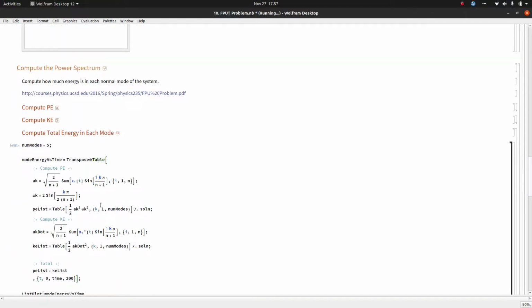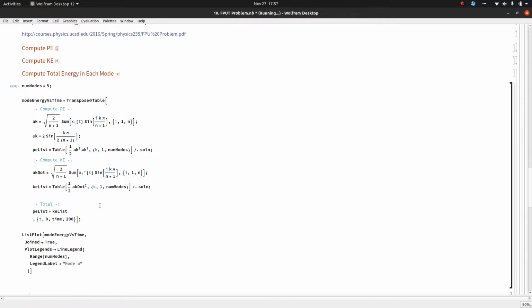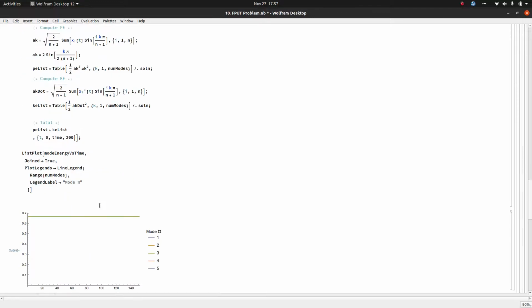And if we compute the energy per mode, give it a second, you'll see now all of the energy is in the third mode, which is green.